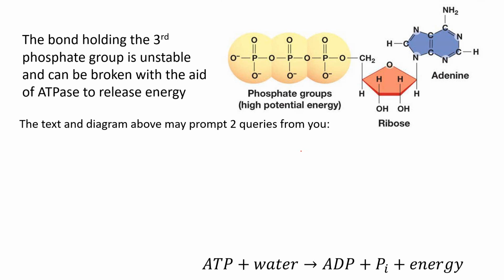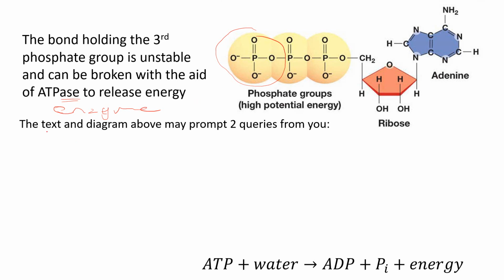Okay, so this is where you might have a couple of questions, because here we say that the bond holding the third phosphate group is unstable and can be broken with the aid of ATPase to release energy. ATPase, the 'ase', what does that mean? 'Ase' means enzyme. That's really messy writing, but I said enzyme anyway, so you know what I'm saying. That's an enzyme that can make this happen.